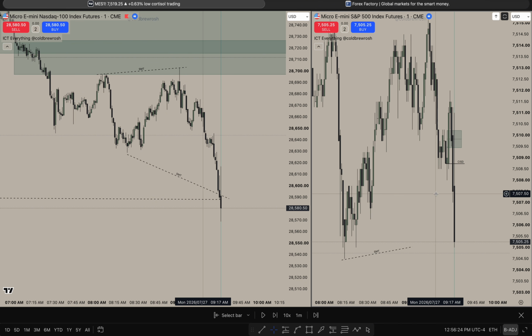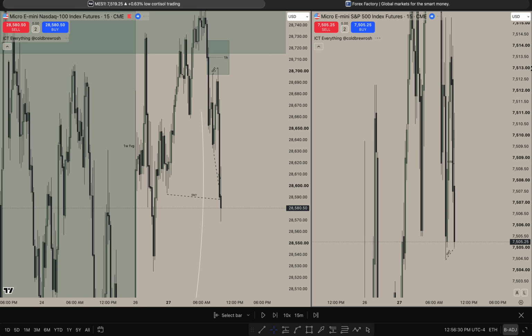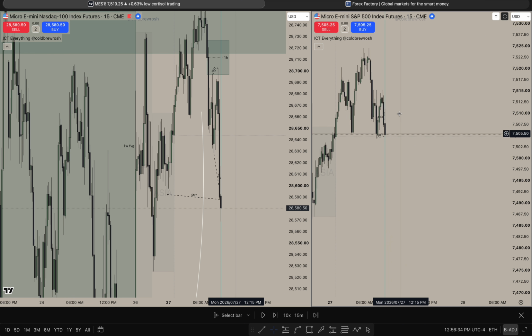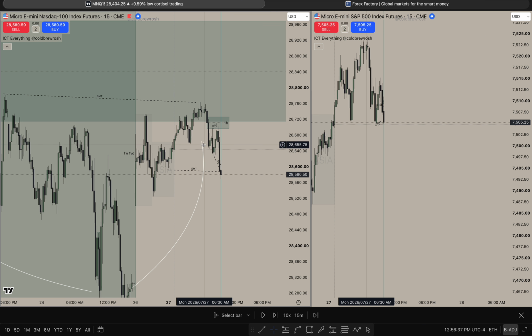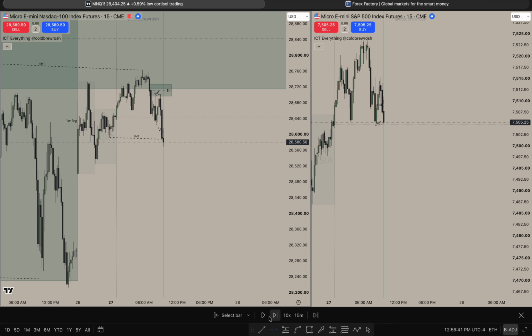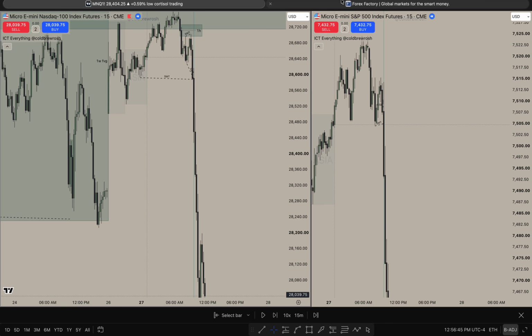But I was happy with it. I didn't really care that I took BE on this, and I would have probably scaled it down to Asia low or something. And then that was that day. We kind of just end up selling off the rest of the day. A lot of sell off.